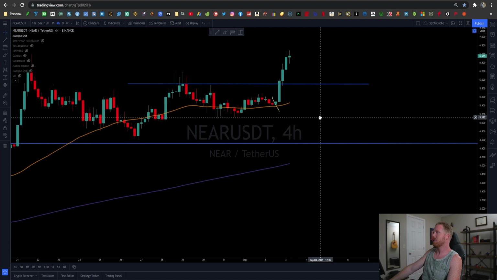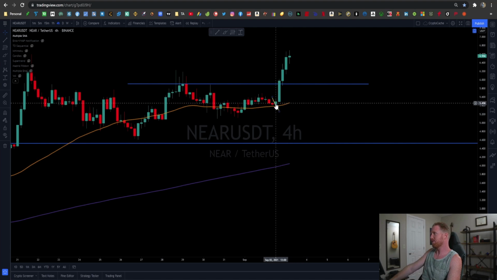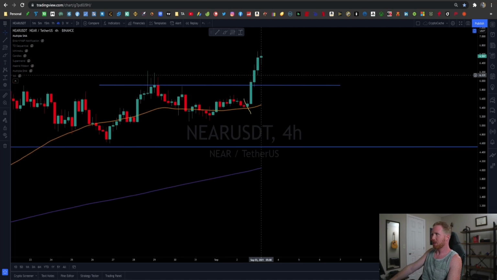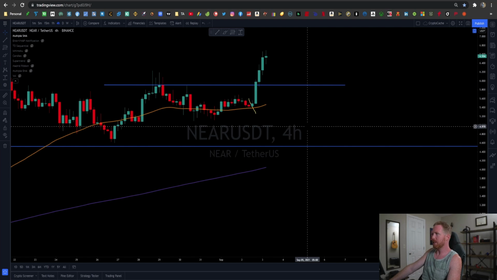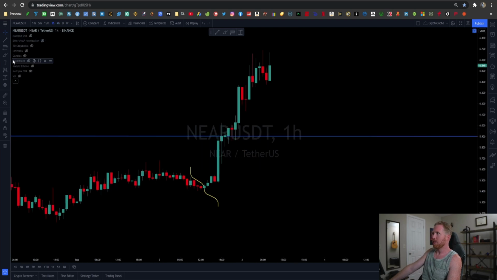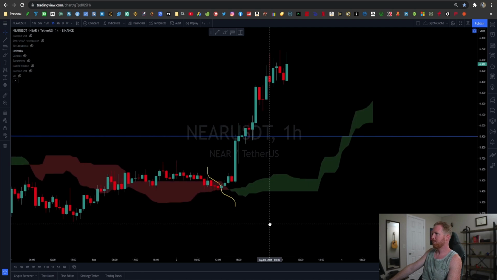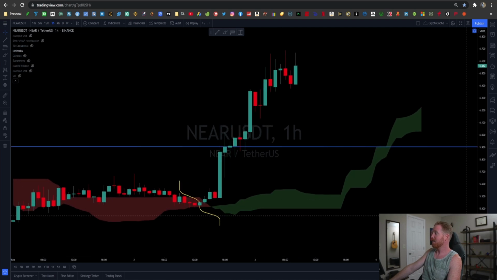All right, so that's basically what we're looking at there. But generally speaking, we had a convergence there and the price took off afterwards. So no surprise there. And why don't we go ahead and take a look at the 1-hour chart and see if the Ichimoku cloud lines up. Yes, it did. And this is awesome too.